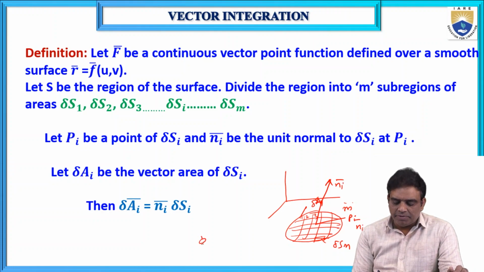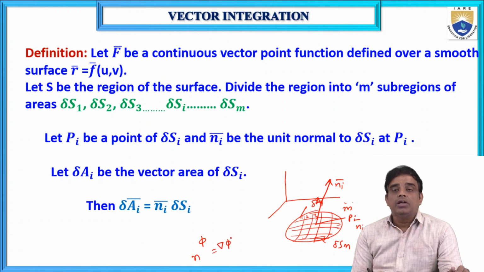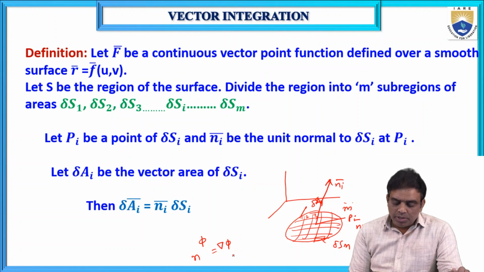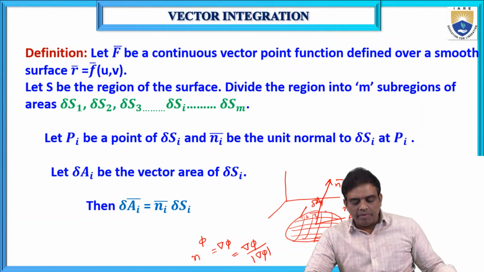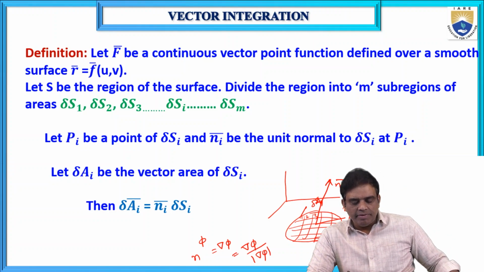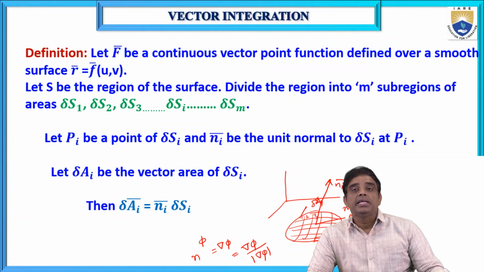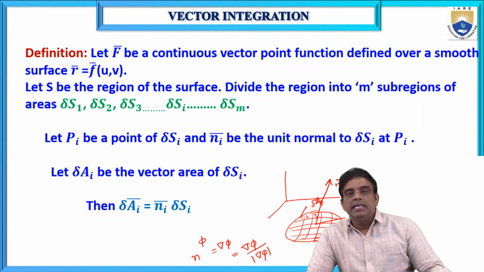Suppose phi is any surface, then grad phi denotes the normal vector to the surface. Then the unit outward normal vector is obtained by grad phi divided by the magnitude of grad phi. This is the normal vector to the surface, and I divide the total surface into m subregions whose areas are delta S1, delta S2, and so on, delta Sm.